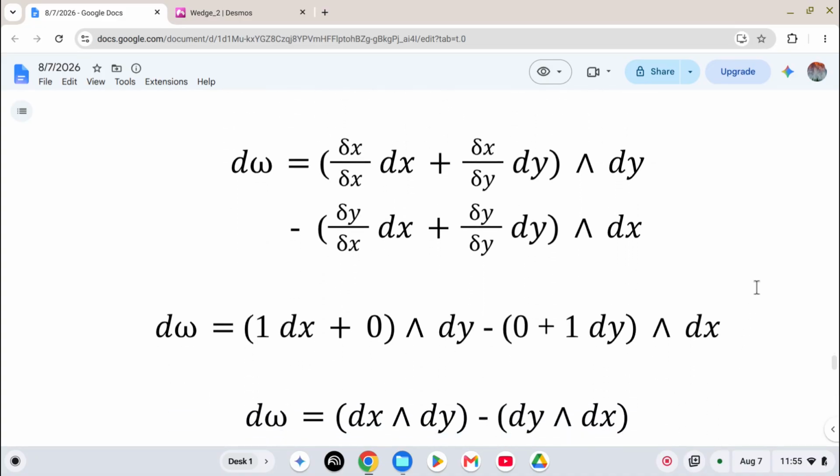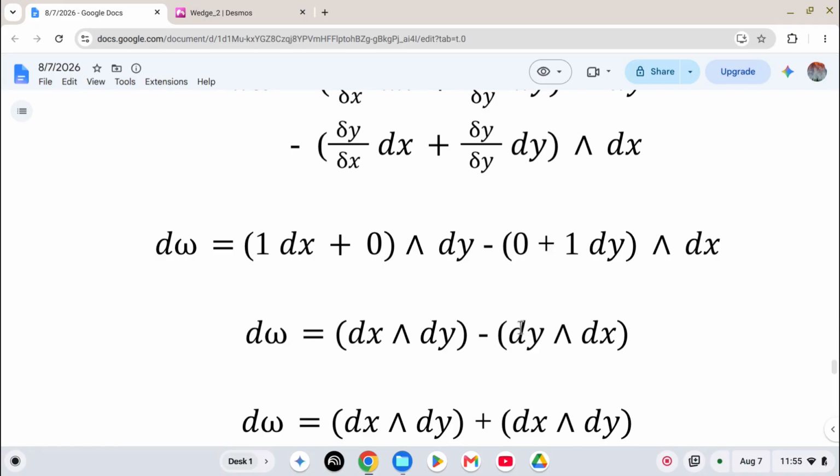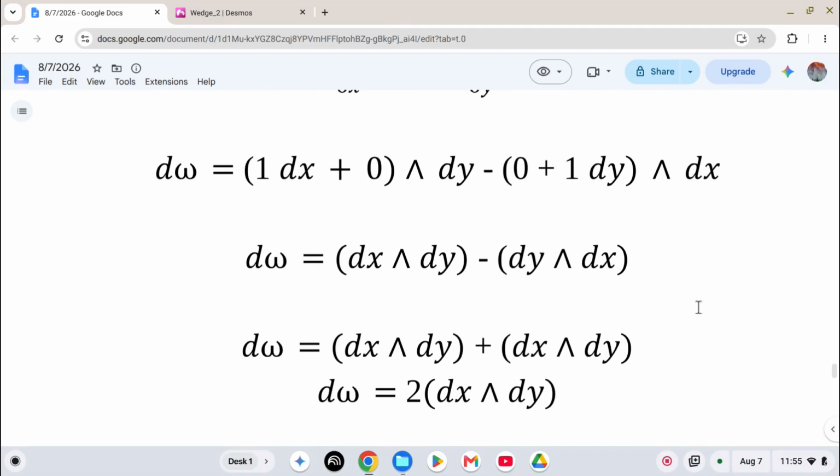So we move the dx inside, so we get dx wedged dy minus dy wedged dx. Yes. We flip those last two, becomes a positive. So we got two of the same thing, so it's just 2.